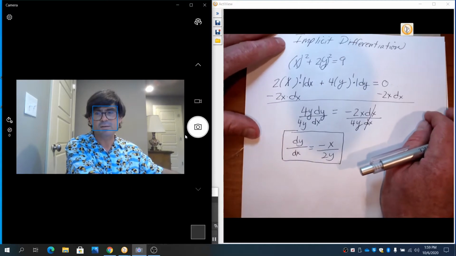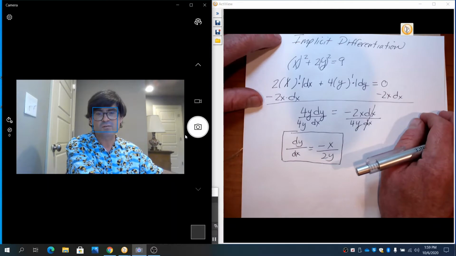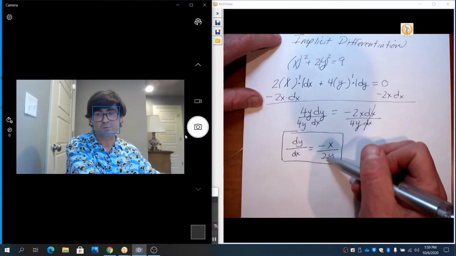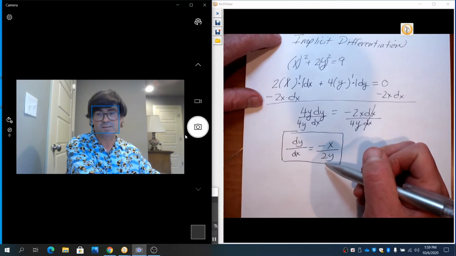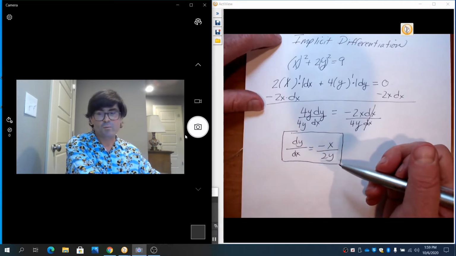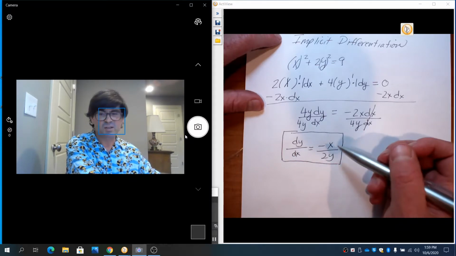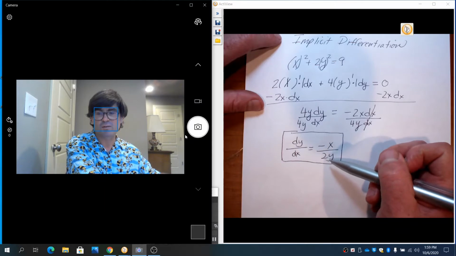One thing that you might notice that's unusual about implicit differentiation is typically your derivative will be a function of x and a function of y. That's not something that you're accustomed to seeing. It's fine. If you were to need to plug in an x value to evaluate this derivative at a point, you would actually plug in the x and the y value of whatever point you're studying.